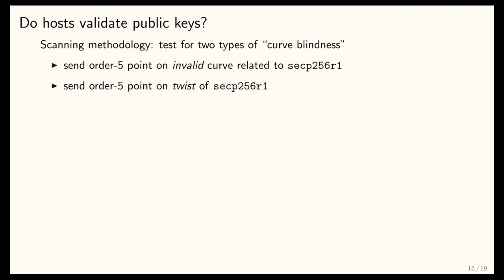So now we use internet scanning to see if hosts in the wild validated public keys. Our scanning methodology was to test for 2 different types of curve blindness. We send these low order points on an invalid curve related to the NIST curve, and also on the twists of the curve. You don't really need to know what that means. The correct behavior for a host when it receives one of these invalid points is to shut down the connection.